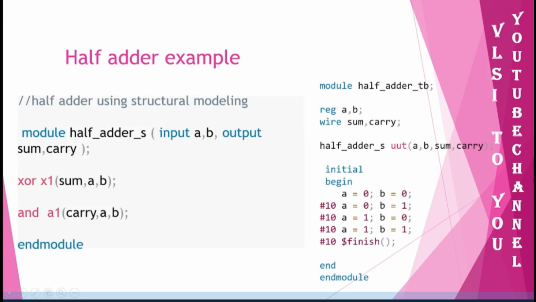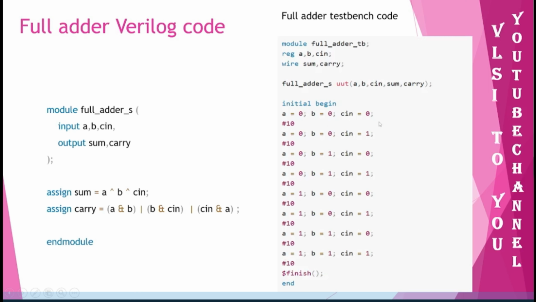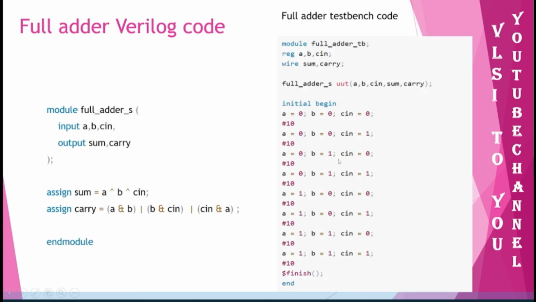Now if you see here before, since it is a half adder, it is having two inputs. Similarly for 3, that's it. There is no change in this. If you see here, within initial and begin, you are just passing the values.